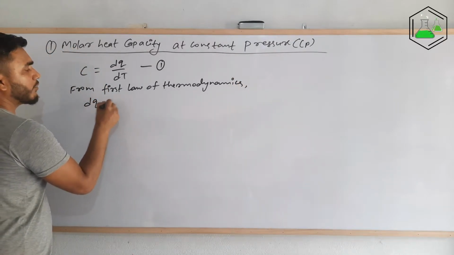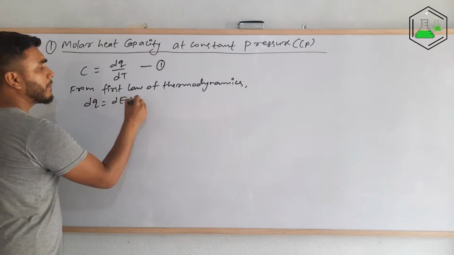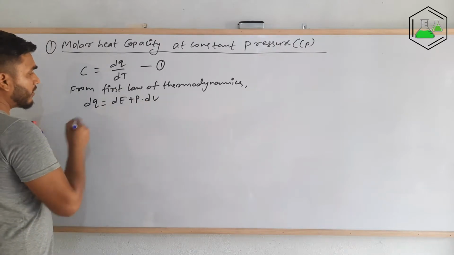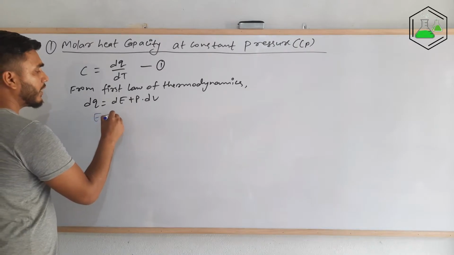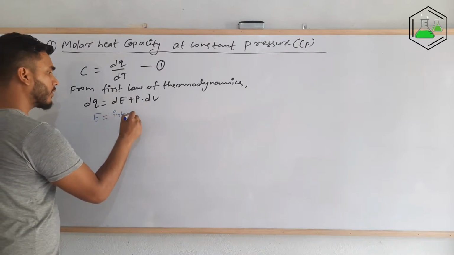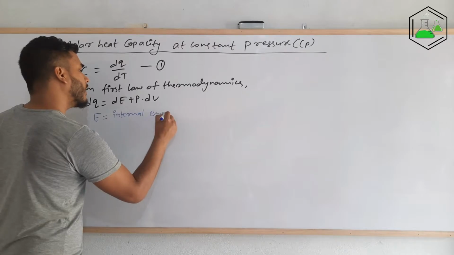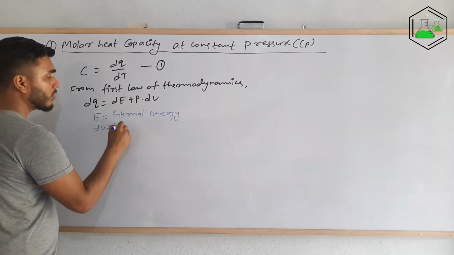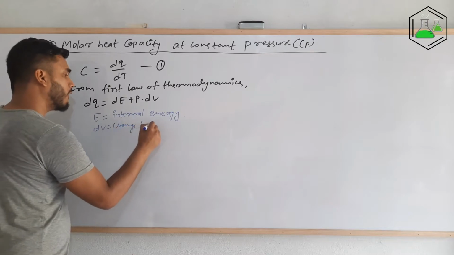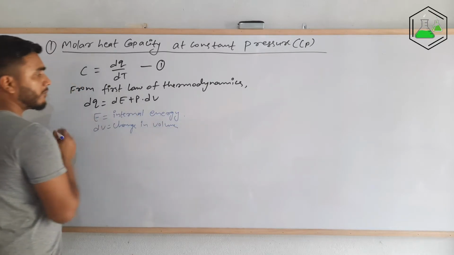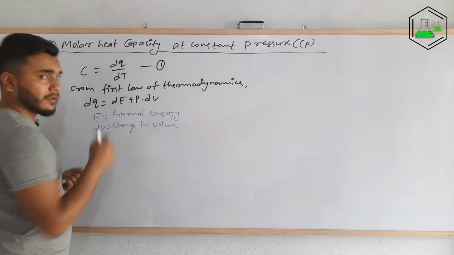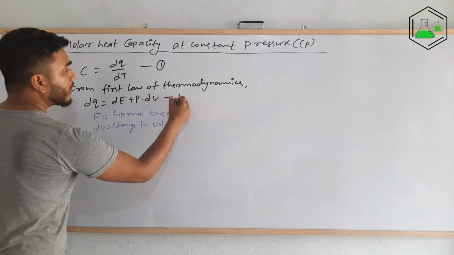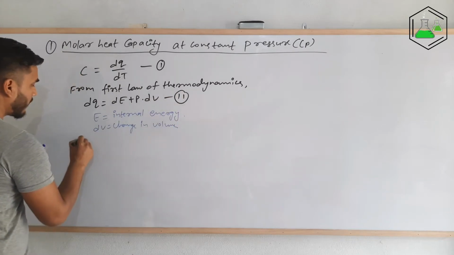Yes, you are correct. dq is equal to dE plus P dV, where this E is called internal energy, right? P is the pressure. dV is equal to change in volume. Or simply we can say that this P times dV is the work done, right? Now, let's consider it to be equation number 2.